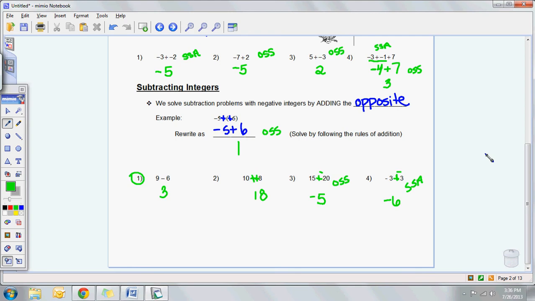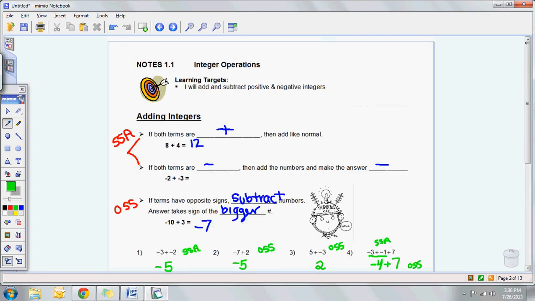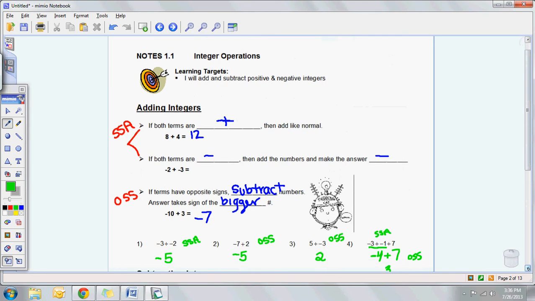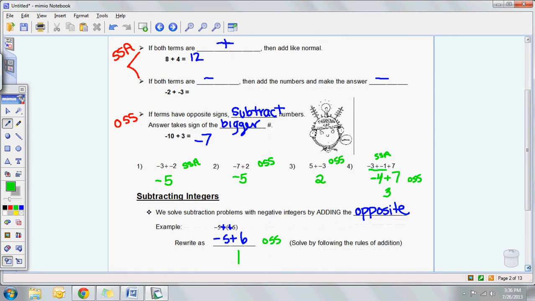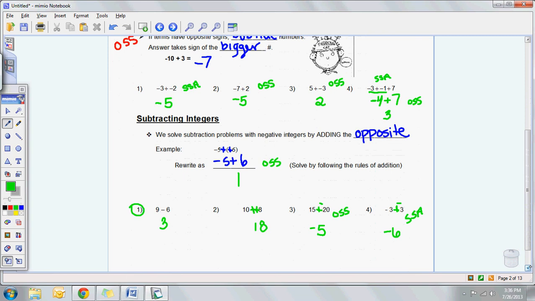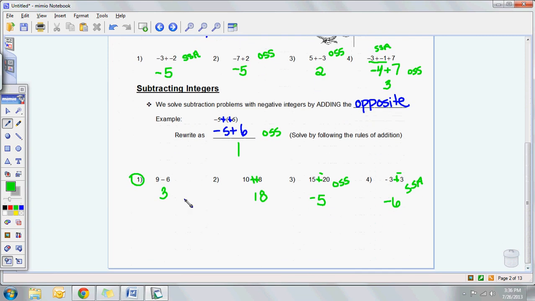So remember the 3 rules that we're talking about, same sign add, opposite sign subtract, they only work for addition. So in order to use those rules at the bottom here when we're subtracting, you have to add the opposite. So don't forget that extra step when you're subtracting.